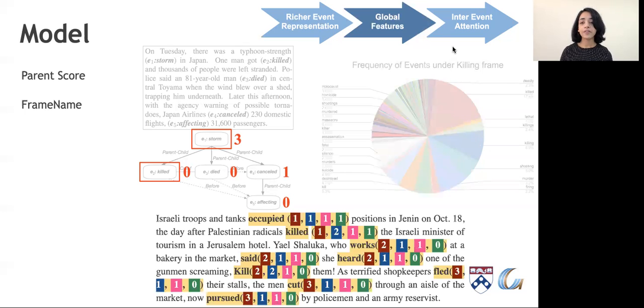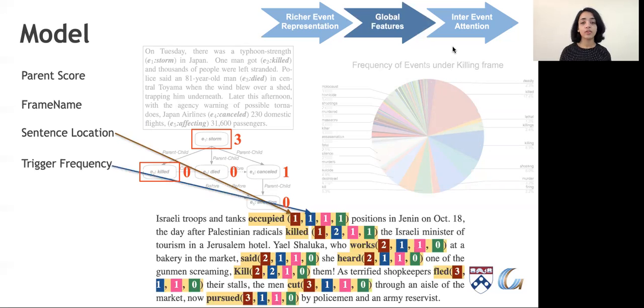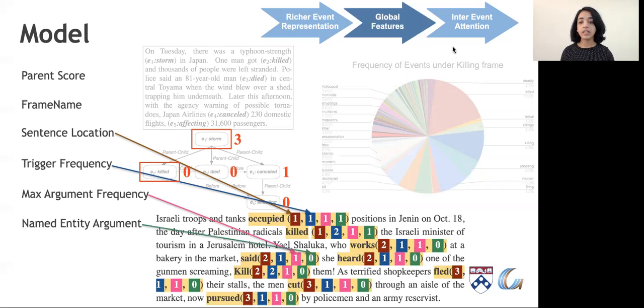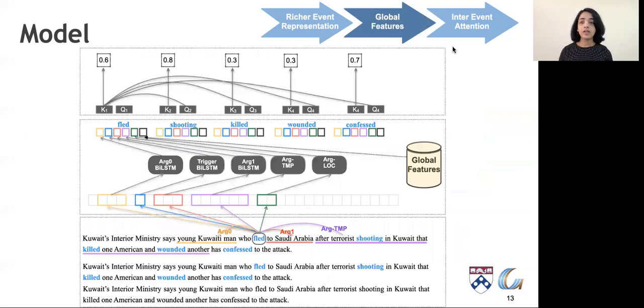Next, we have two of the most commonly used features, which is the location of the sentence in which the event appears and the frequency of the trigger in the document. We then leverage the event structure to design the next two features. Argument frequency of an event is the maximum number of times any of its arguments appear in the document, and the named entity argument feature signifies whether any of its arguments is a named entity. And here is how we incorporate these 6 features into our model by simply appending them to the embedding from the previous stage.